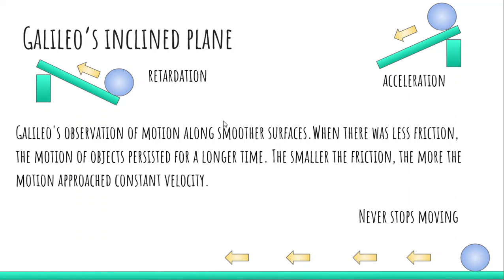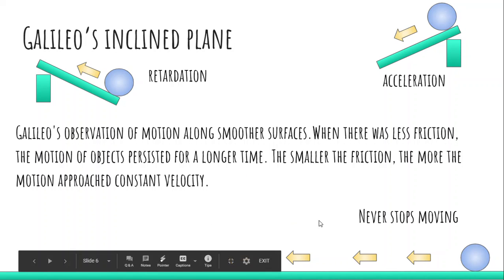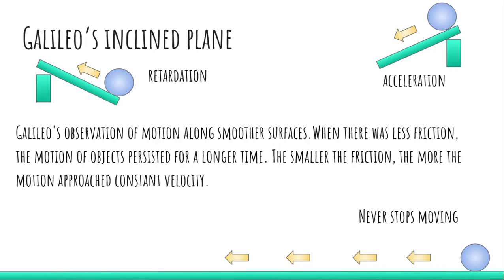So he concluded that when there was less friction, motion of objects persisted for a long time. The smaller the friction, the more the motion approached constant velocity. His conclusion was that if there was a frictionless surface like the one in the bottom, then the ball would keep on moving and it would never stop unless it was stopped by an external force.